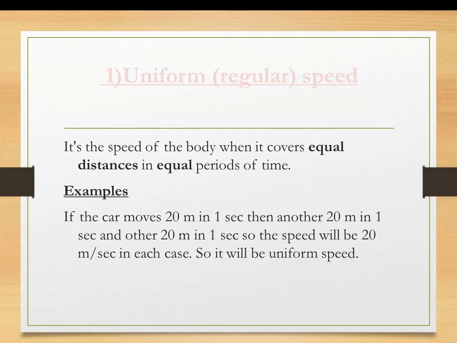Example: if the car moves 20 meters in 1 second, then moves another 20 meters in 1 second, then moves another 20 meters in 1 second, the speed in each case will be 20 meters per second. So all the speeds are equal in each case. So I can say that this is uniform or regular speed because the car moves equal distances in equal periods of time.